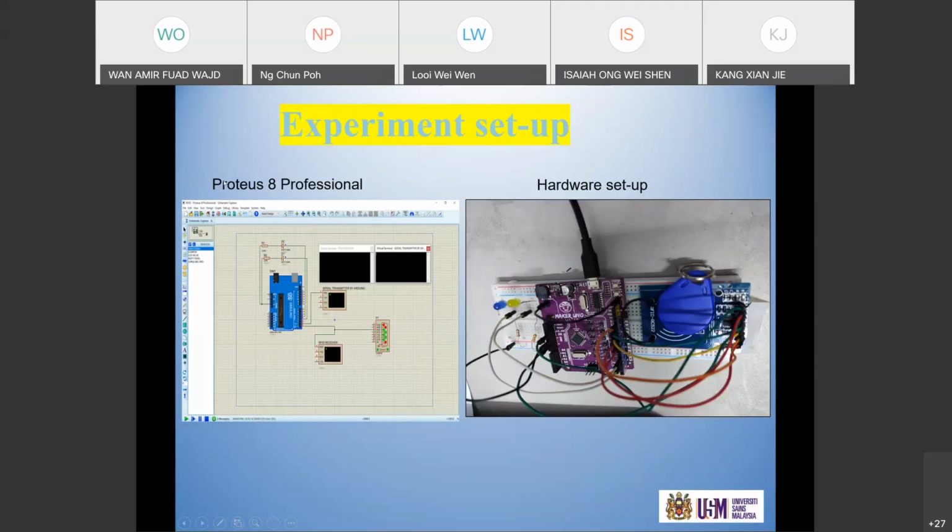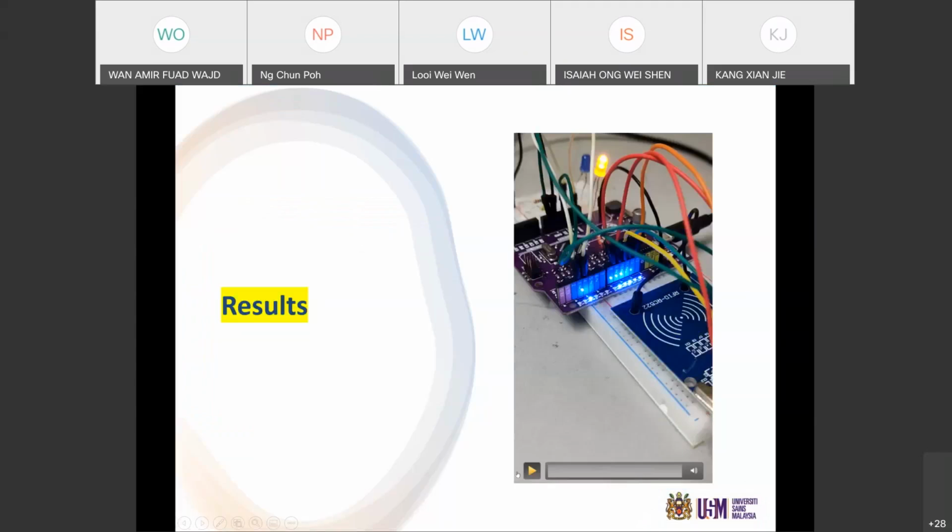So this is our Proteus 8 Professional schematic. For Proteus, there's a limitation in that we cannot use the RFID sensor, so we need external components. So we have to use the hardware setup to show our RFID system. The black color parts here, all these components, are actually virtual ports, which is not really realistic. So hardware is more practical. So this is a short video for our project.